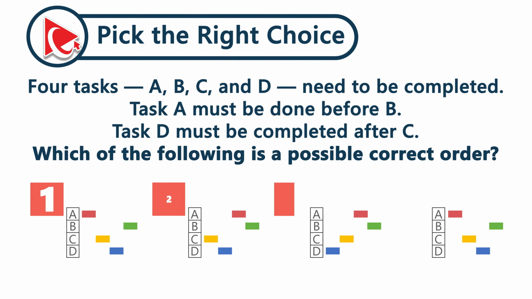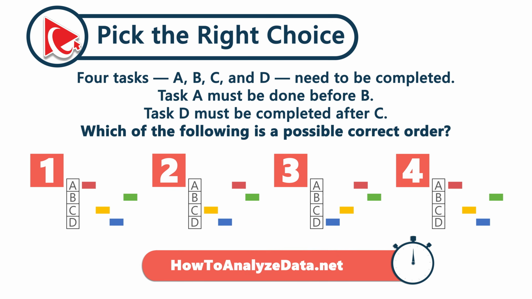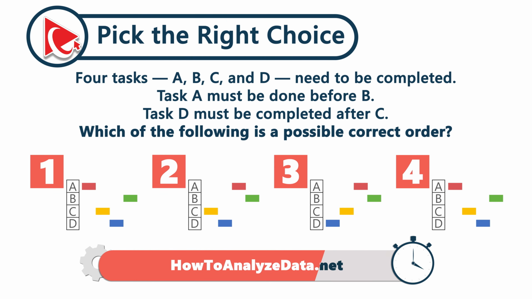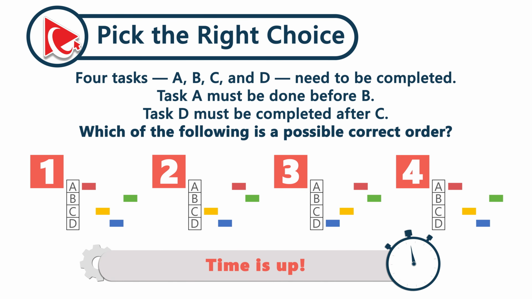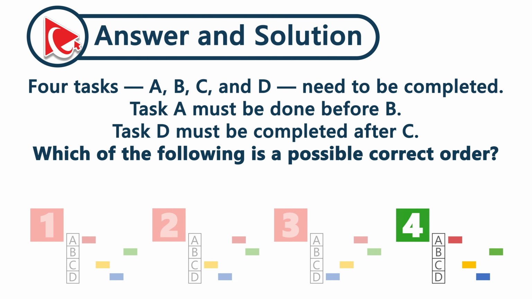4 tasks, A, B, C, and D, need to be completed. Task A must be done before B. Task D must be completed after C. Which one is the possible correct order? 1, 2, 3, or 4? The correct order is A, C, D, B. A comes before B and C comes before D.